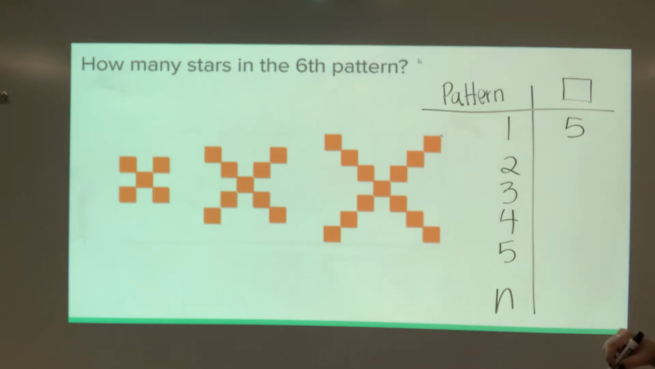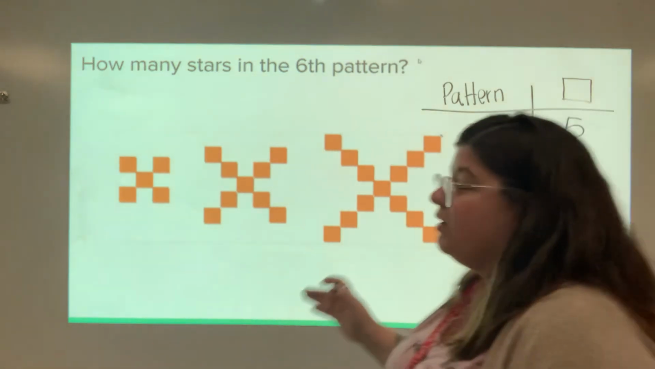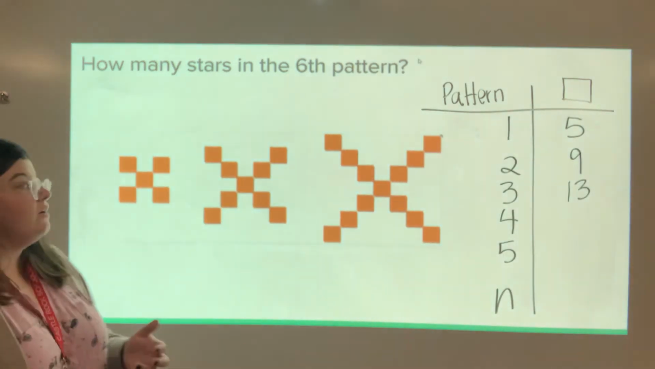In the 2nd pattern, what do we got? 1, 2, 3, 4, 5, 6, 7, 8, 9. All right. In the 3rd pattern, you can count them up. You've got 13. So again, what's changing? What's staying the same? I'm definitely noticing here, you could figure out a way to describe this pattern.